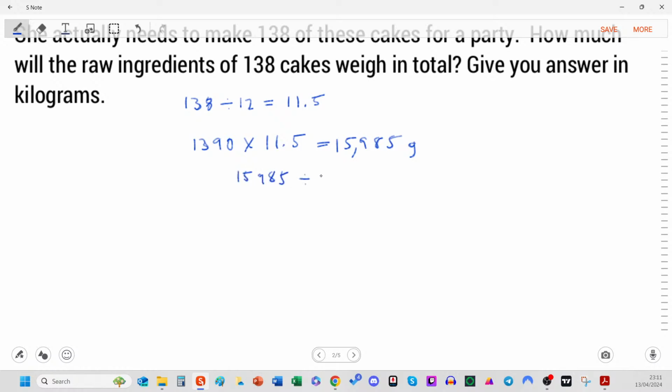15,985 divided by 1,000 is equal to 15.985 kilograms. And that depends how you want to round that, but we're just going to leave it like that. Let's put it in properly as a dot. It's not that bad to do it accurately here.